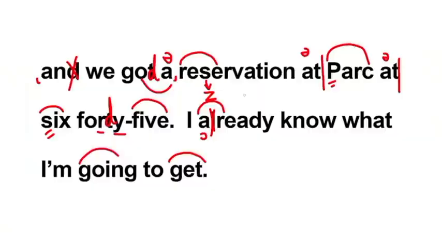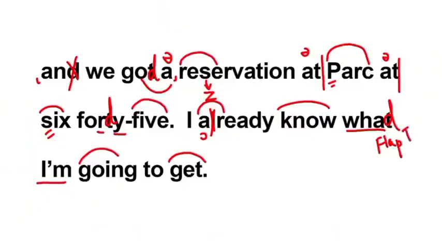I already know. I think I also make know a little bit longer. Know what I'm, know what I'm. What and I'm both flatter, said faster, not as clear. Flap T connecting the two words. Know what I'm. I already know what I'm going to get.